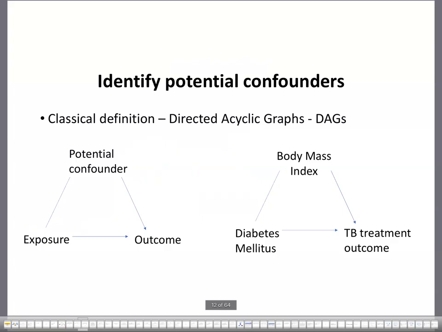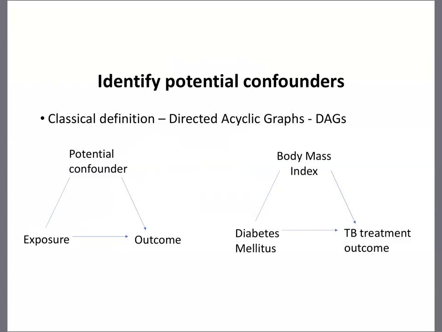Now, how do you identify potential confounders using this definition? A very interesting technique is the directed acyclic graphs, or the DAGs. So for all of your research questions, you should try and draw such graphs where you have the exposure, you have the outcome, and you have to then write down all the potential variables which you feel are risk factors for the outcome and may be associated with the exposure.